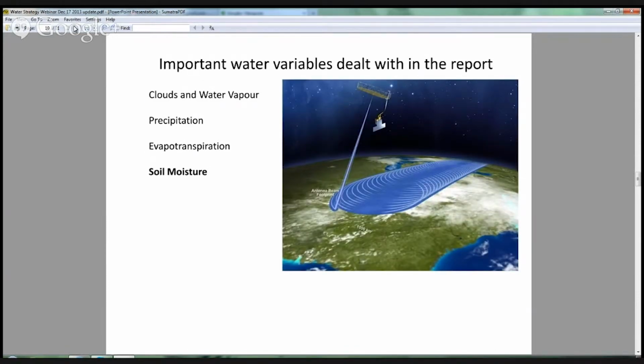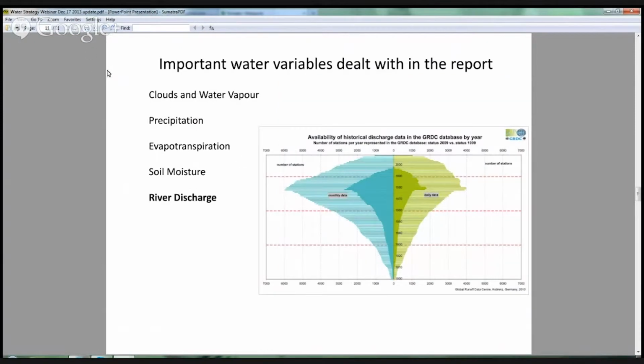Other important water variables include soil moisture, and we're looking forward to the launch of the Soil Moisture Active Passive mission that NASA is going to be launching in 2014. It will be supplementing observations of soil moisture that are coming from the SMOS satellite that ESA is now flying, plus a number of other satellites where people are taking the data and inferring soil moisture estimates from it.